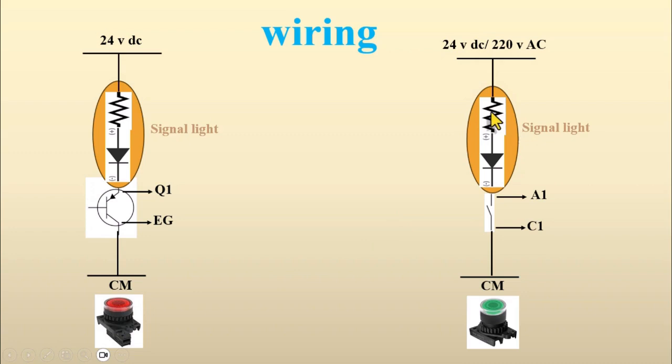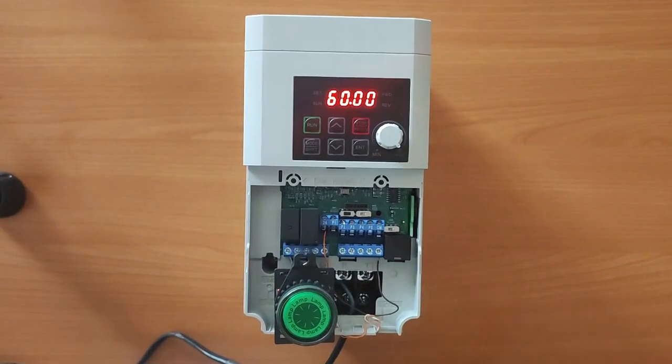But if we use the relay output, we can connect either 24 volts DC or 220 volts AC to it. The wiring is similar to the transistor output, but here we use terminals A1 and C1. C1 is also connected to the inverter common, which is the CM terminal. And that's our wiring. Now, let's apply the settings we've learned to the M100 inverter and test the digital output, or the relay output, of the M100 inverter together.